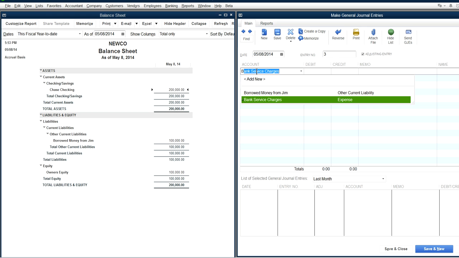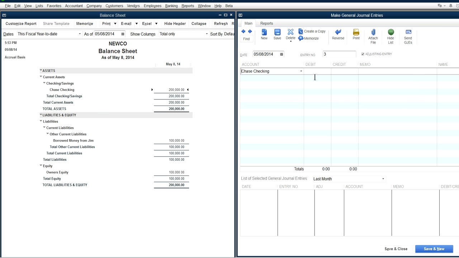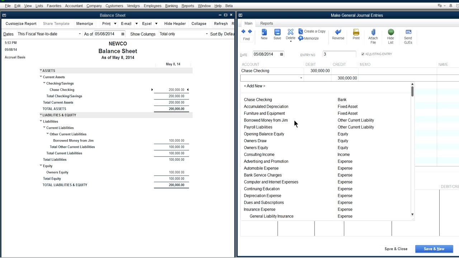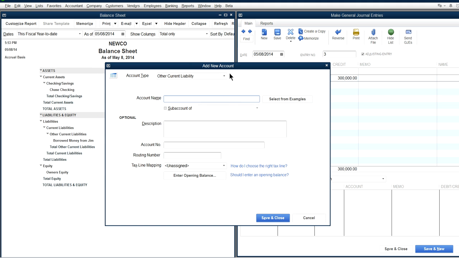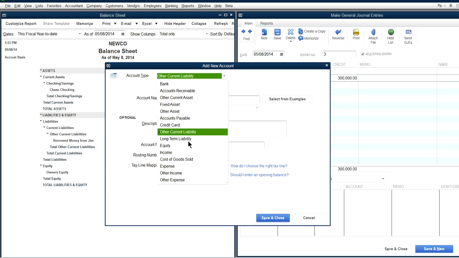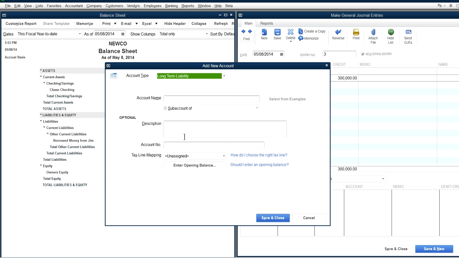So let's say this one is still your Chase checking account. Let's say $300,000 borrowed from the bank, and in this case it's a long-term loan, still a loan. It just happens to be they said, well, it's a 5-year loan term, so long-term liability, borrowed money from the bank, let's say.